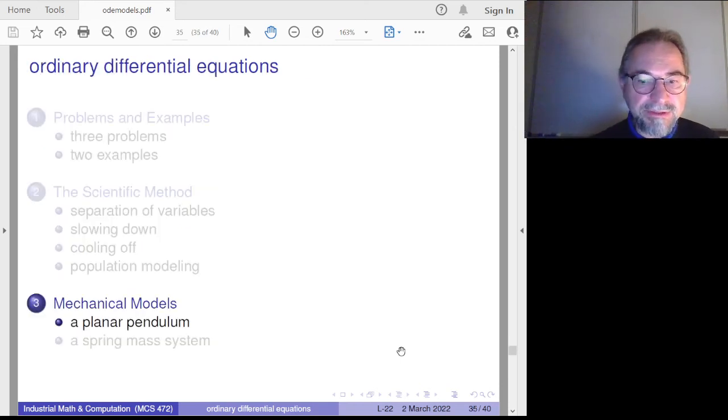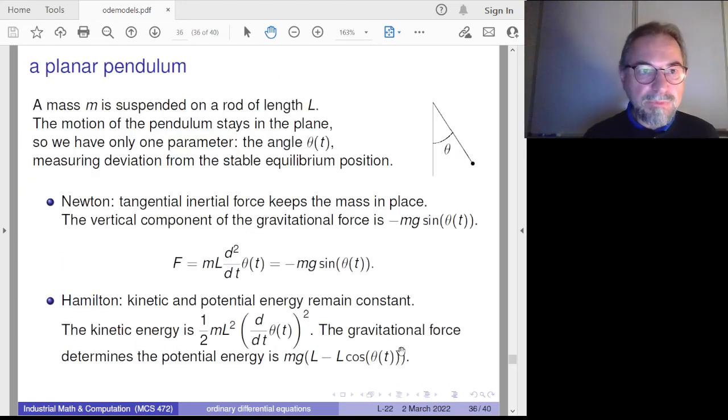in the last 10 minutes, or I may not need 10 minutes for this, let me introduce two mechanical models. And we will return to at least one of these models in the next lecture. So let's consider a pendulum. So that was our first example after the three problems. And here now I have a small picture.